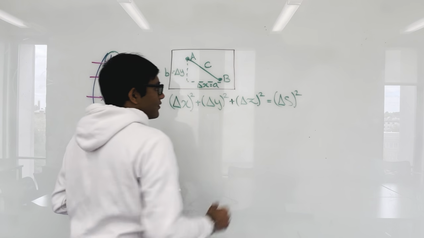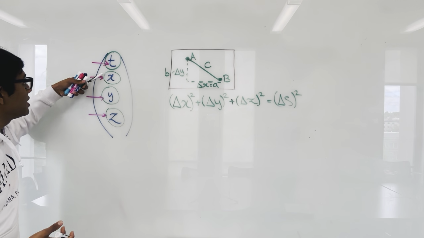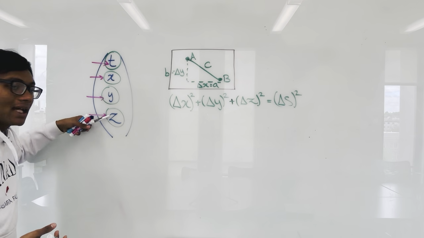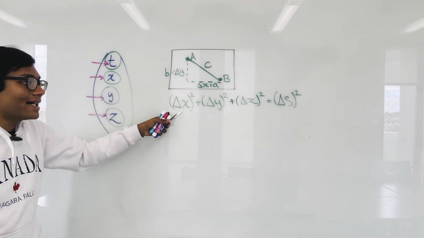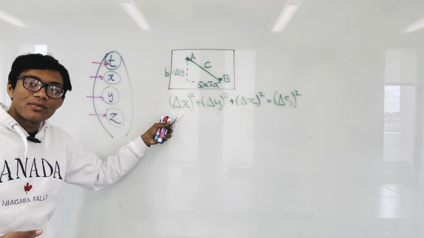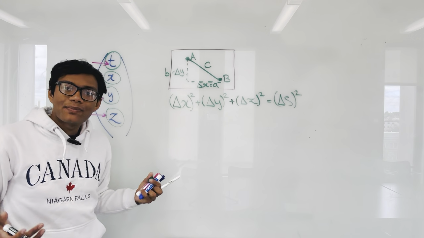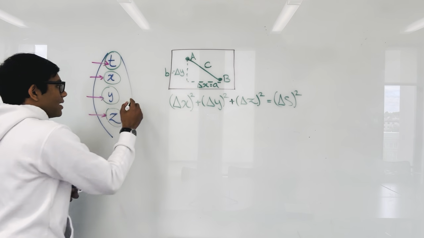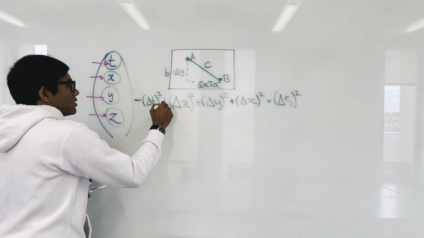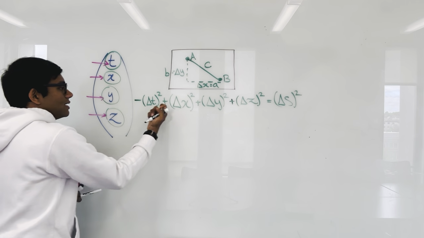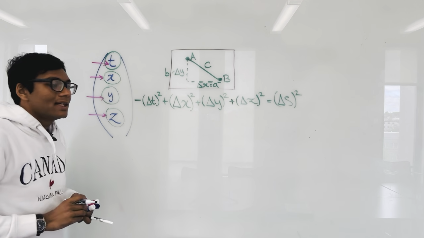But that's not enough, because to describe any event in space and time, we need to know not only where an event is happening, but also when the event is happening. So we need to add time to the Pythagorean formula somehow. Time is a very different dimension than space, and so it turns out that time comes with a minus sign in the Pythagorean formula. So we have minus delta t squared plus delta x squared plus delta y squared plus delta z squared is delta s squared.